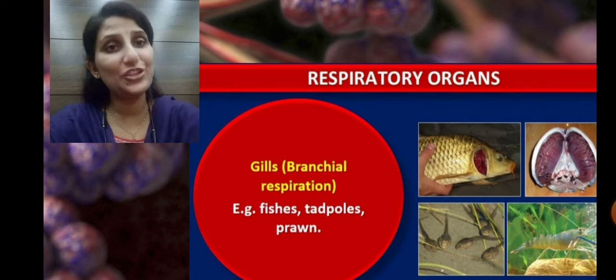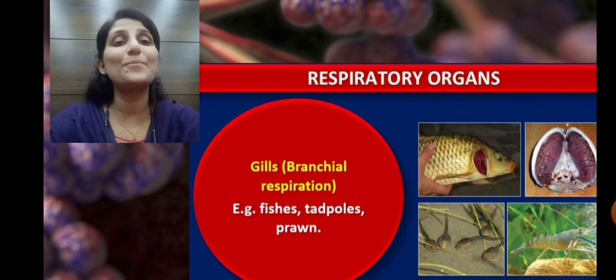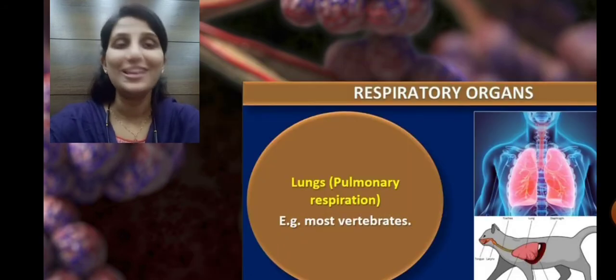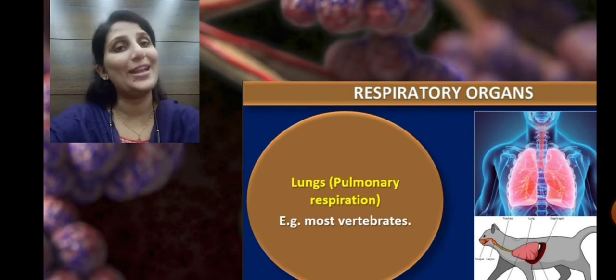Whereas in fishes, tadpoles, and prawns, the respiratory organ is the gills, and such type of respiration is called branchial respiration. And the last type of respiratory organ is the lungs, which is seen in most of the vertebrates. Respiration with the help of lungs is called pulmonary respiration.